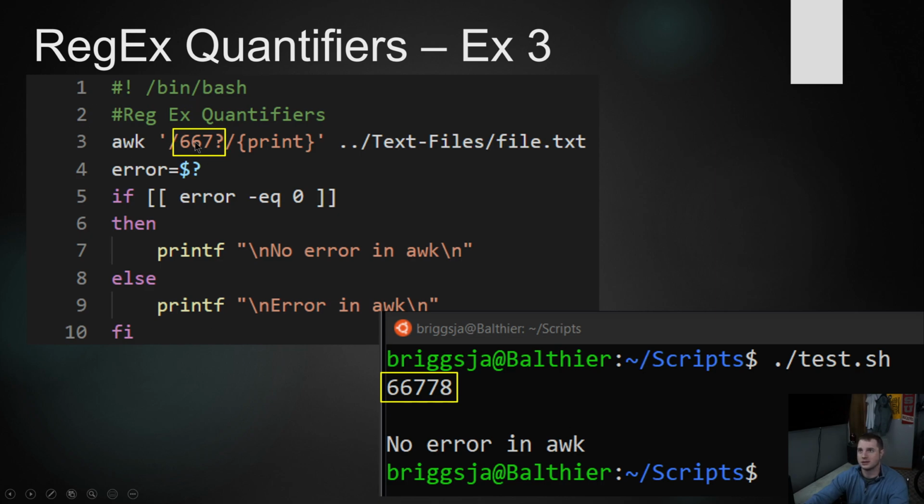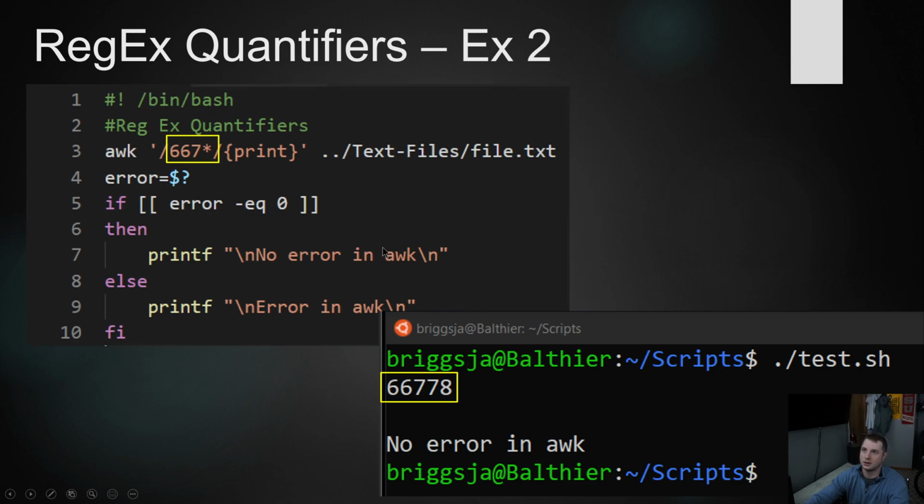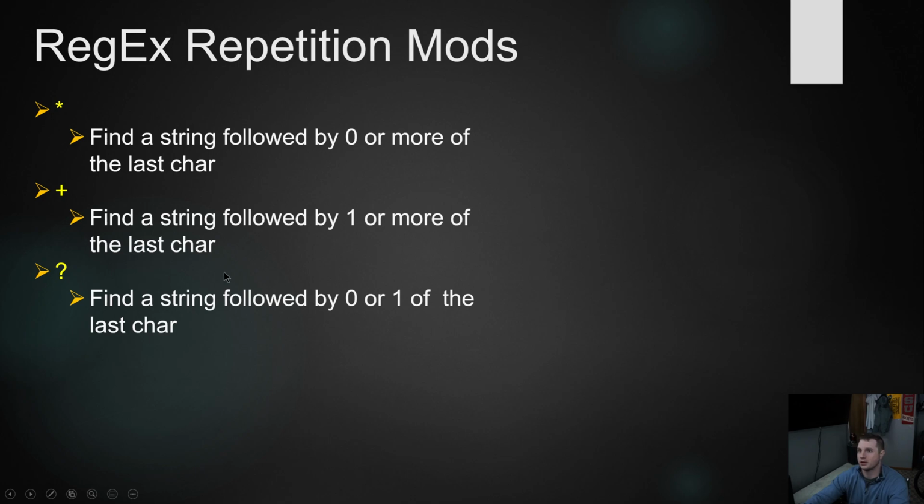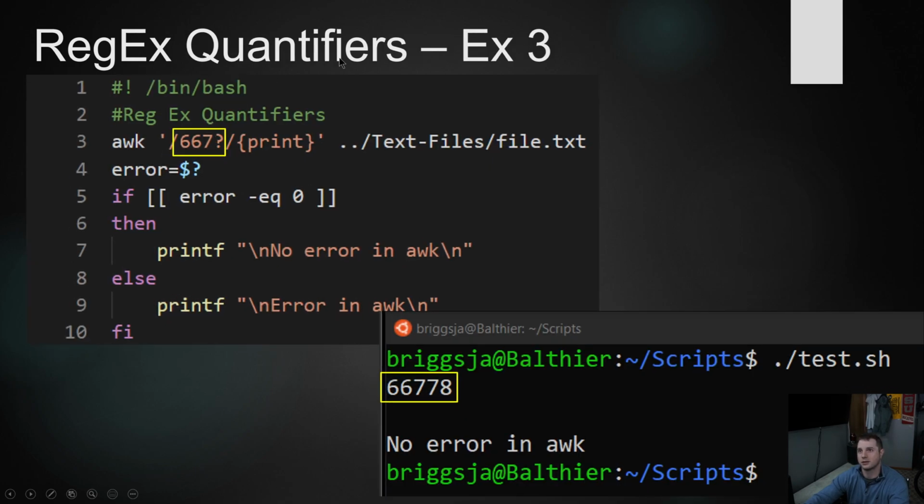This one has a question mark, which is going to be 0 or 1. We got another 7 and 8. So let's make sure I'm right here. 0 or 1 of the last character. All right, so we got a 7, and then we got an 8.